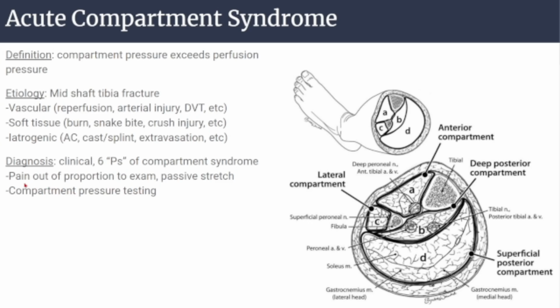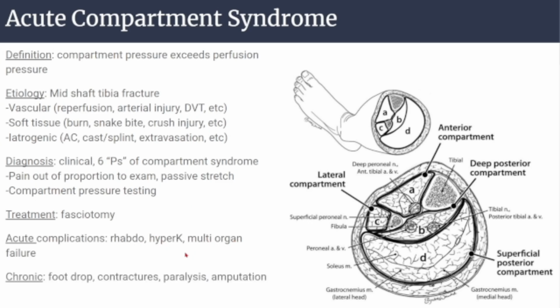However, what I will tell you as someone who's seen this, treated it, pain out of proportion to exam is your best bet. Pain with passive stretch. So if you just kind of wiggle their great toe and they freak out from their midshaft tibia fracture, that should be a clue. You can measure the compartment pressure. However, that is less often done, and more often a clinical decision is made. Treatment is with fasciotomy, and you can develop rhabdomyolysis, hyperkalemia, and multi-organ failure.